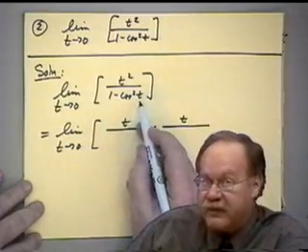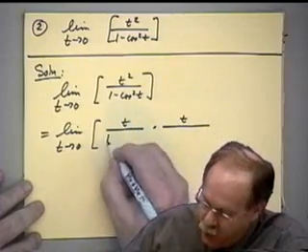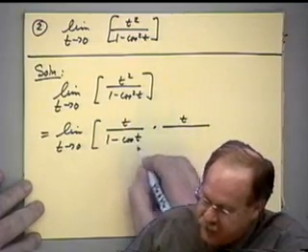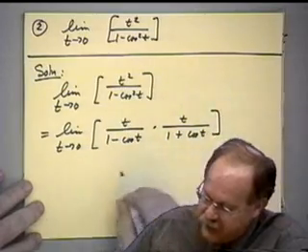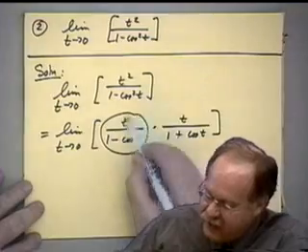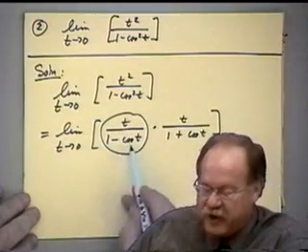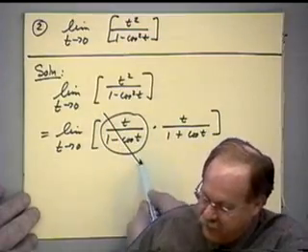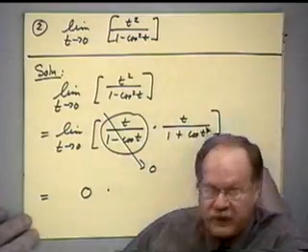The bottom is the difference of two squares. 1 minus something squared breaks into 1 minus the something, 1 minus cosine t, times 1 plus that something, 1 plus cosine t. This is the limit we proved earlier. If the t goes to 0, this expression goes to 0. So this is equal to 0 times whatever this goes to.